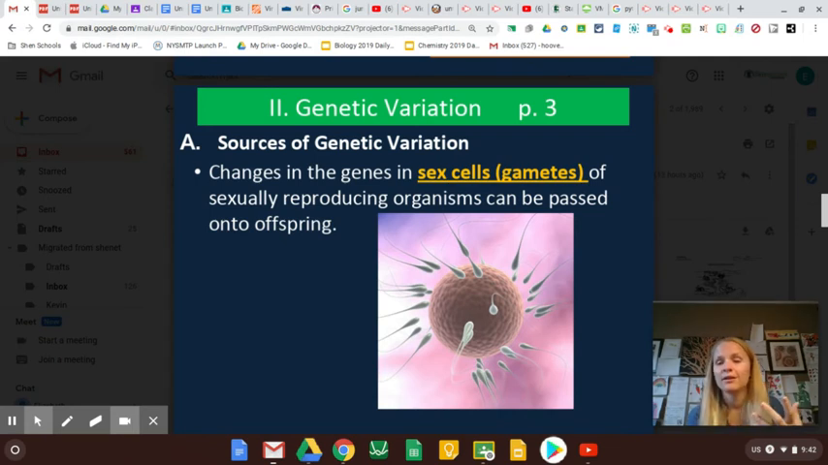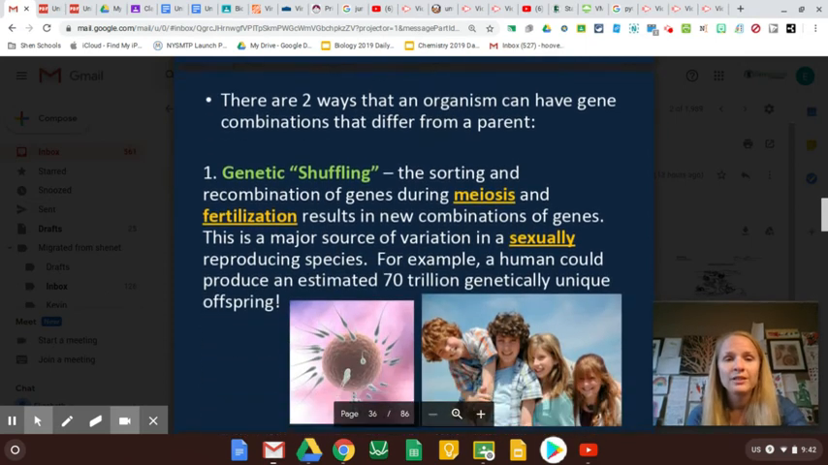Where did that long neck gene first come from? And how did they get those weird spots? How did zebras get those lines? Okay, so we have a few answers for you. And one is genetic shuffling.